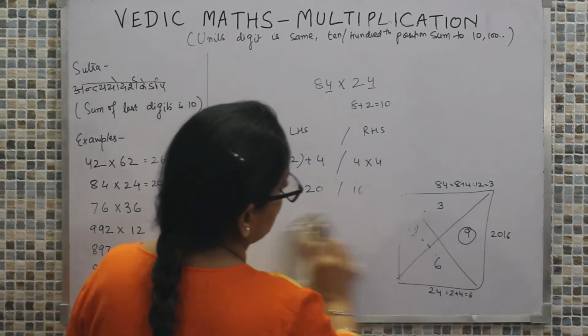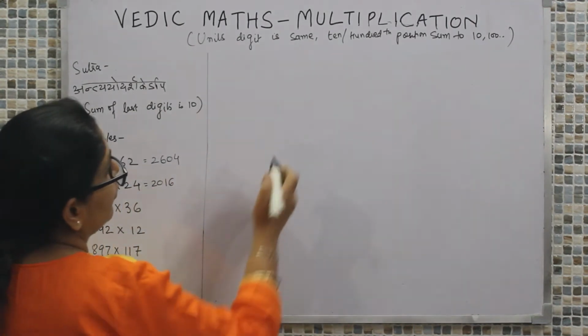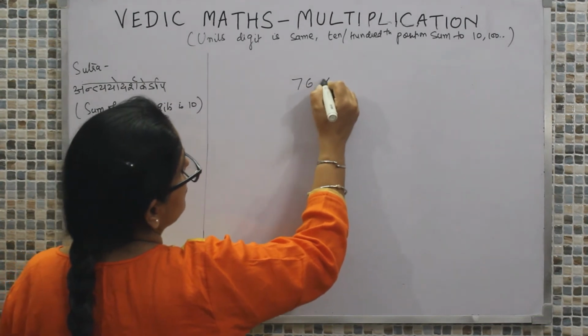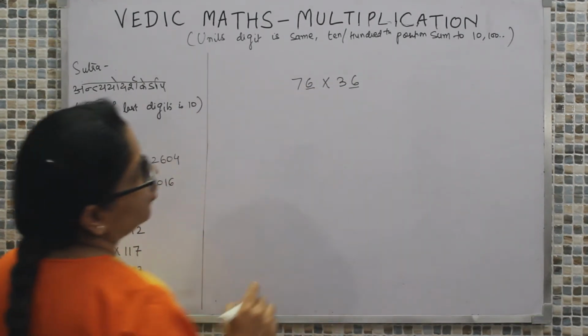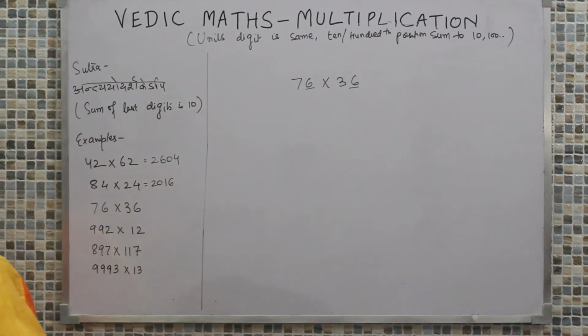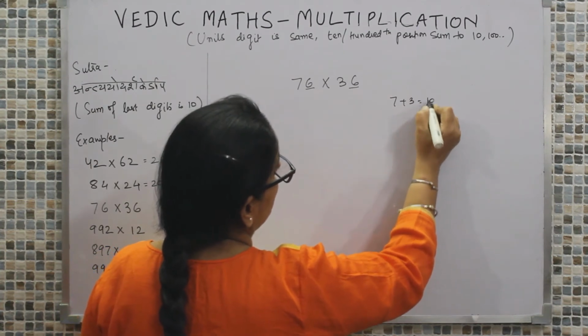Now let's take the third example. We have 76 into 36. 6 is the same for both the values and 7 plus 3 is 10. So the condition is being fulfilled.